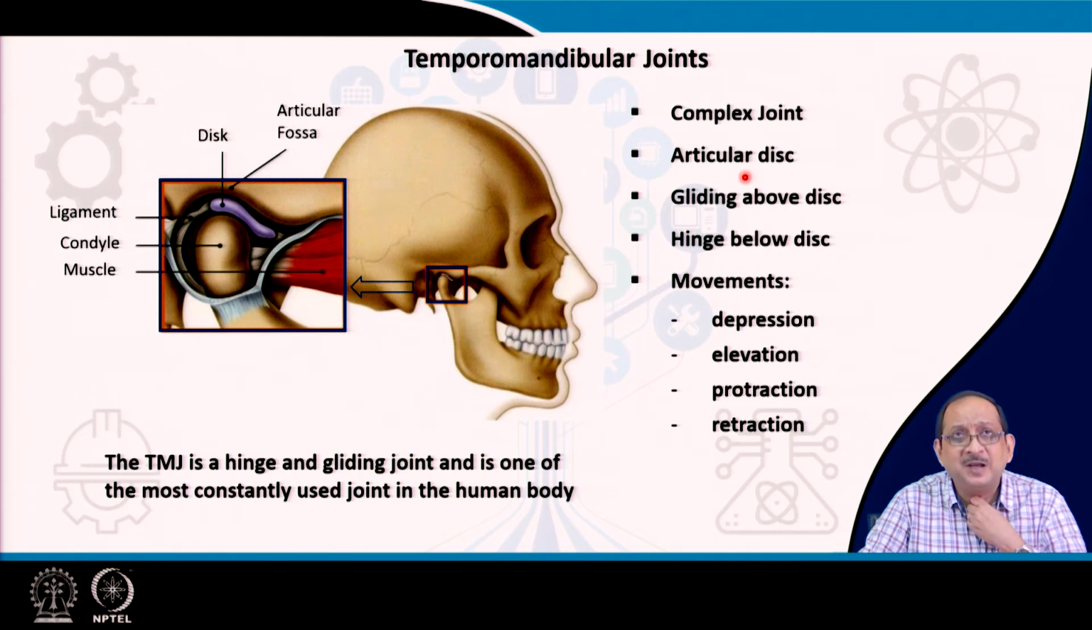It contains an articular disc, as shown here in the inset, a purple disc. It can glide above the disc. It can behave like a hinge below the disc. So, the movements in the temporomandibular joint are depression, elevation, protraction and retraction.